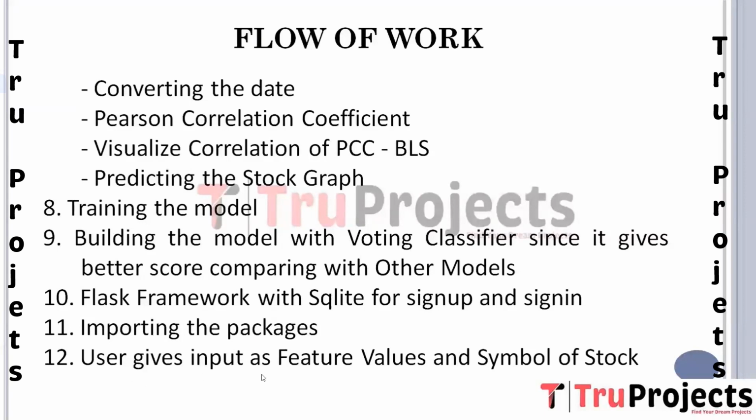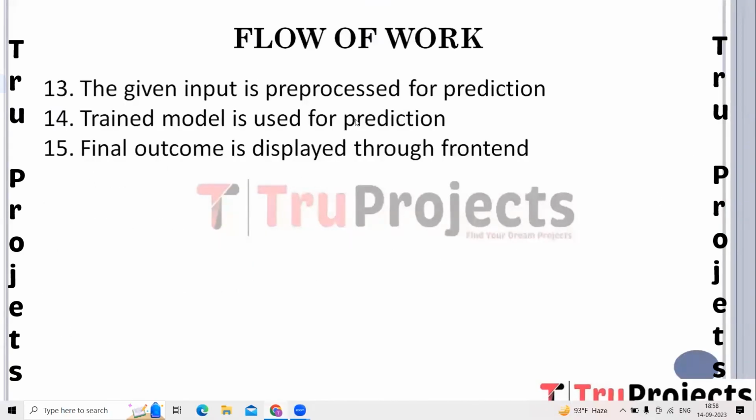Next, last we have user gives input as feature values and symbol of stock. This step involves the user providing the input values for the machine learning model. So now the given input is pre-processed for prediction. This step involves pre-processing the input data to make it suitable for the machine learning model. This can involve removing outliers, transforming the data, and scaling the data.